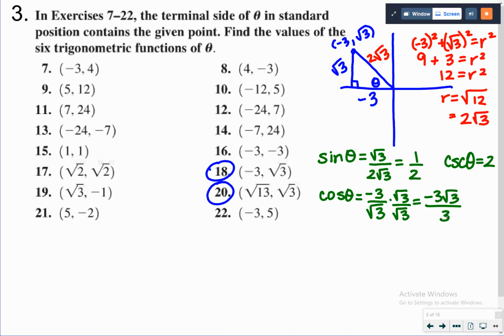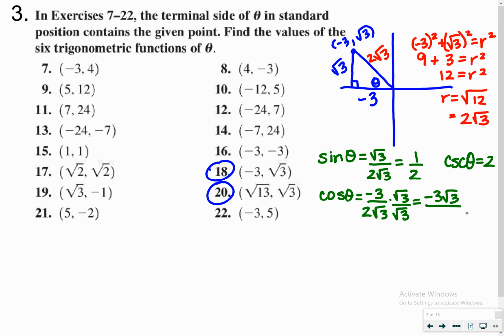Wait, isn't it 2 square root 3 on the bottom? You're multiplying. The bottom should be 2 square root 3. Oh, I set it up wrong to start. Sorry, I forgot my 2 when I wrote it down. Thank you. Okay. Got it. I was like, wait, you're multiplying rad 3 times rad 3 and getting 6? That's not right. Okay.